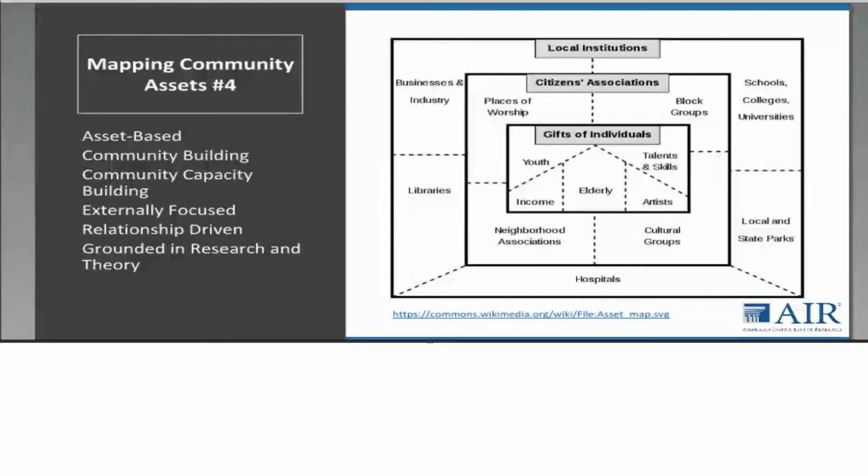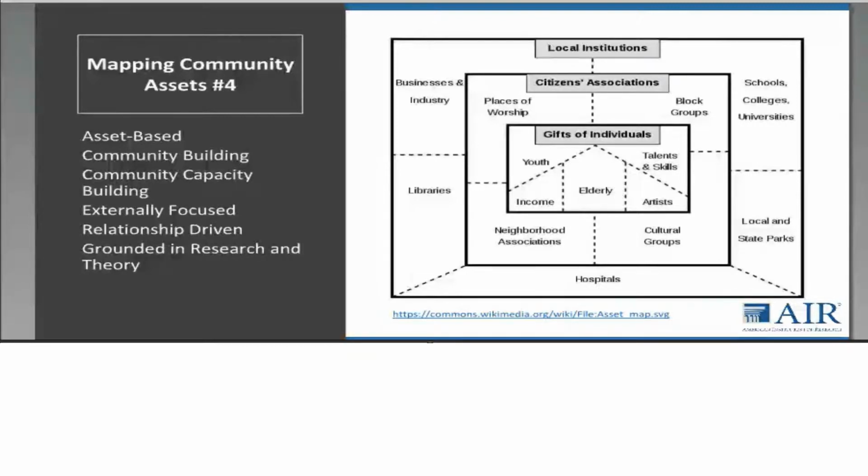And as you see here, this is an example of an asset map when you're looking at the types of assets. So it has, starting in the middle, the individual assets. So these are the assets of who is in our community, the demographic, the population, and it lists elderly and youth here in this example. But what about our socioeconomic status as a community? Is that an asset that we can leverage?